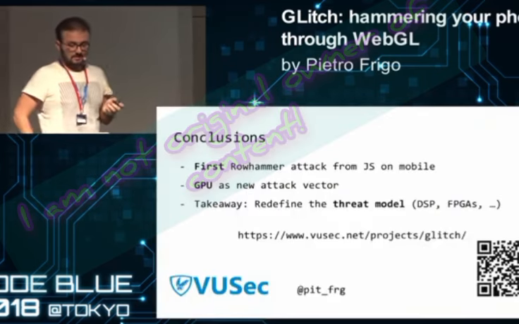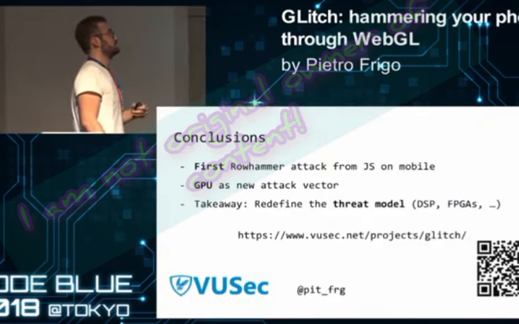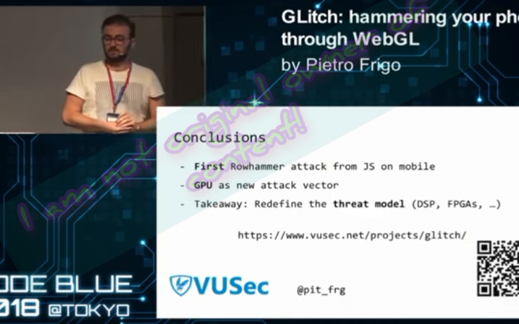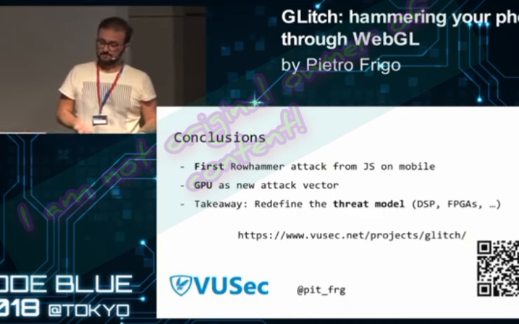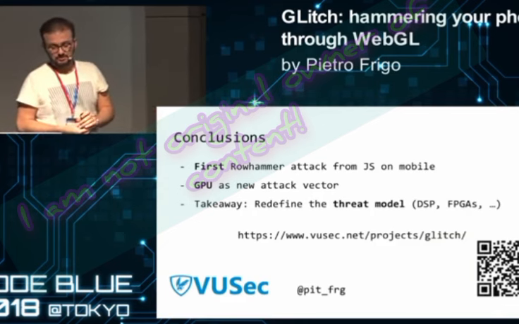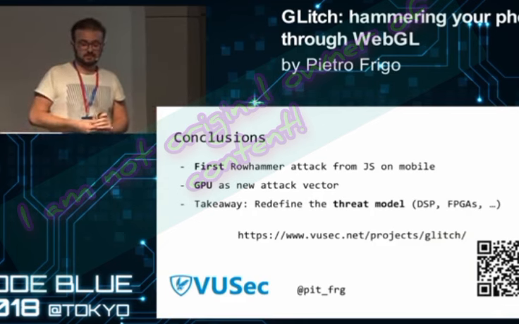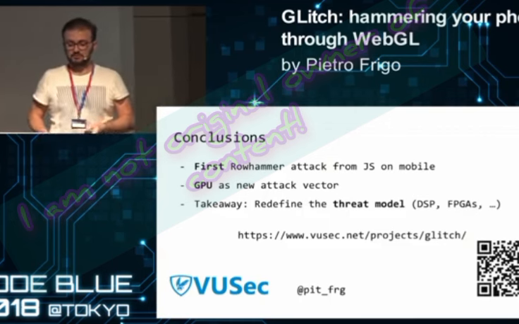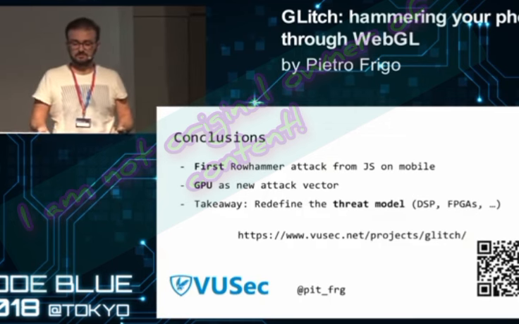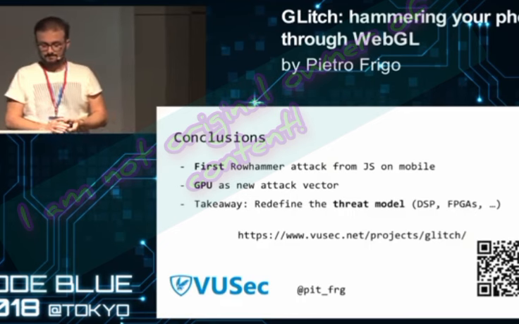In conclusion, we showed that this was the first Rowhammer exploit from JavaScript on mobile. And we showed that this was possible thanks to the GPU. The GPU is the actual tool that provides us with the primitive that allows us to build this attack.